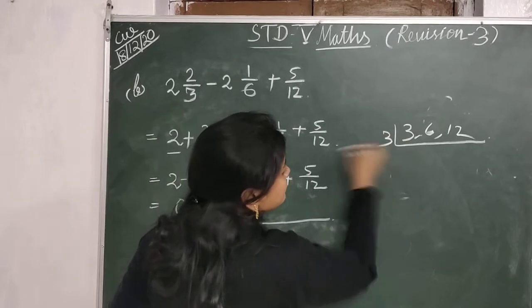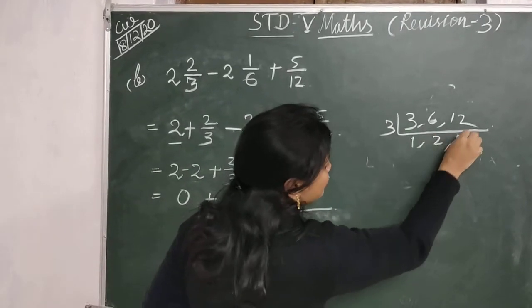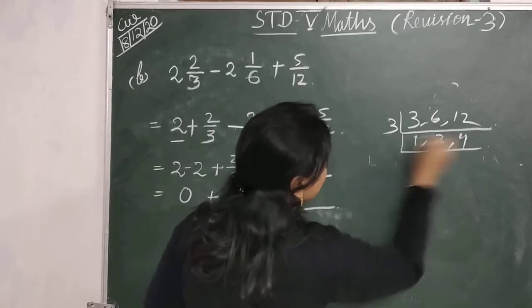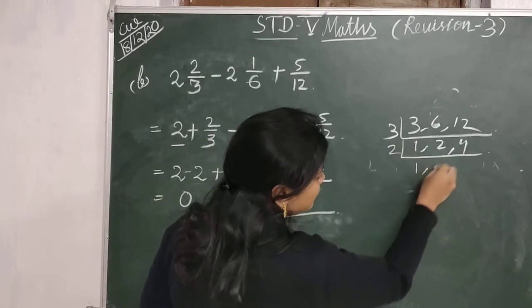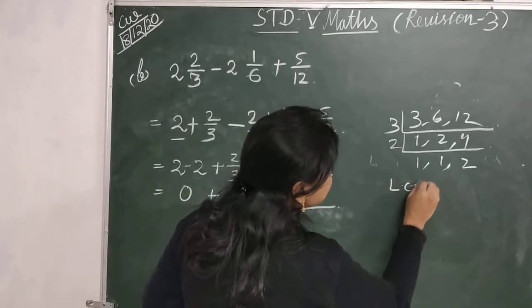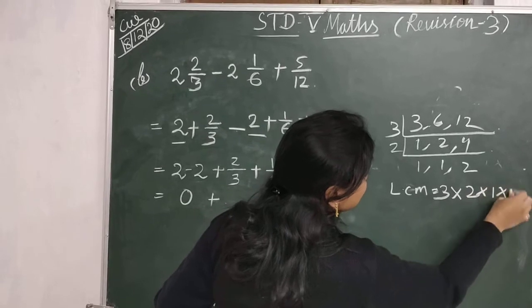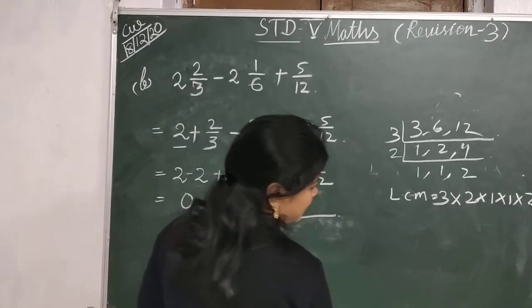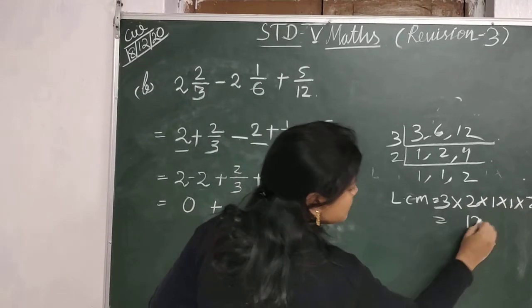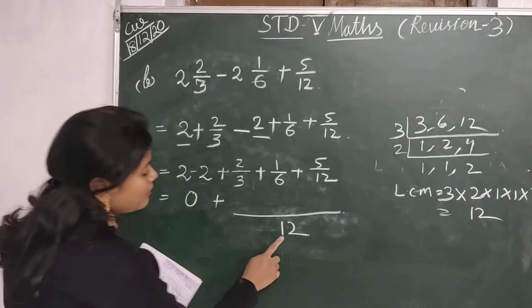First I am dividing by 3. Okay. 3 ones are 3, 3 twos are 6, 3 fours are 12. Then again by 2. Here 1, 2 ones are 2, 2 twos are 4. Then LCM will be here, children, 3 into 2 into 1 into 1 into 2. 3 twos are 6, 6 twos are 12. Here the denominator will be 12.